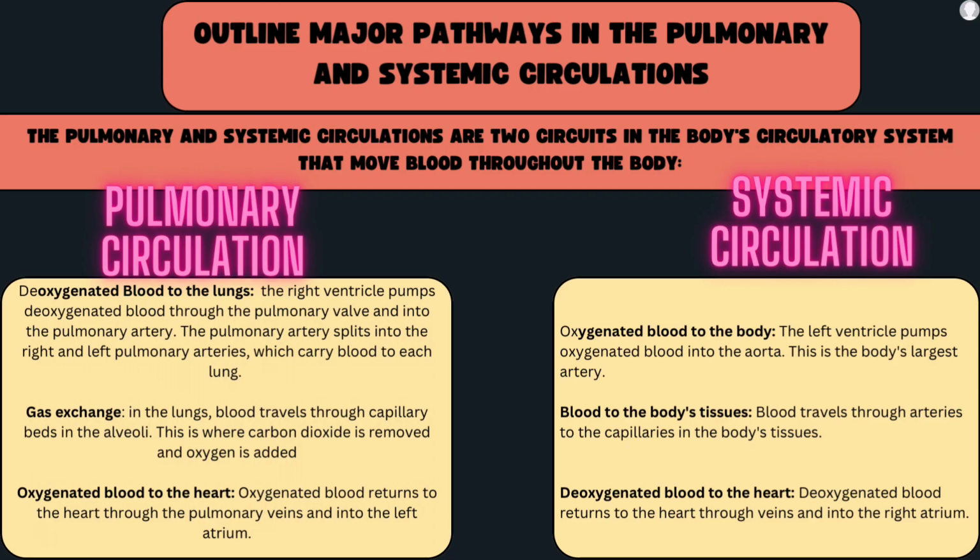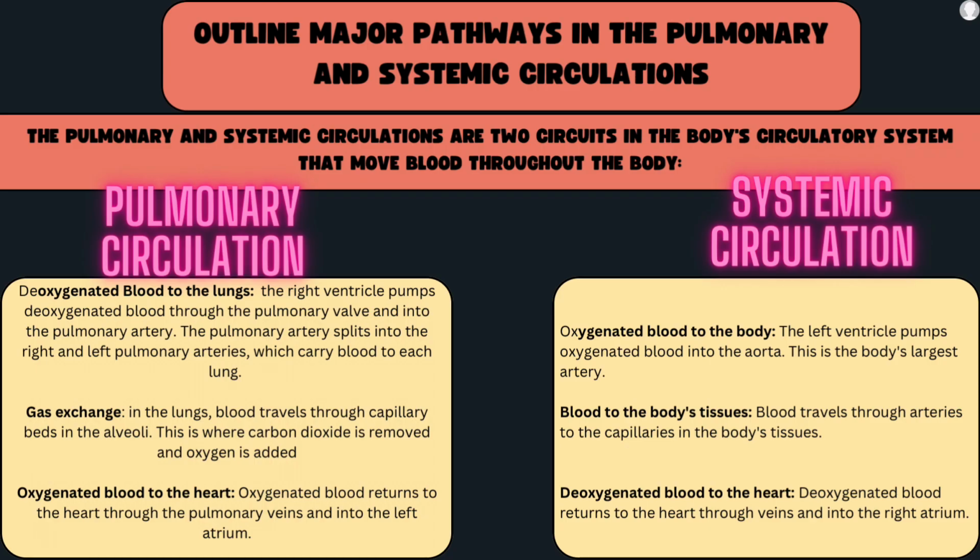The last one is oxygenated blood to the heart. This is when the oxygenated blood returns to the heart through the pulmonary veins and into the left atrium. Now, versus the systemic circulation, this moves oxygenated blood from the heart to the rest of our body, where it delivers oxygen and nutrients to cells and returns deoxygenated blood to our heart.